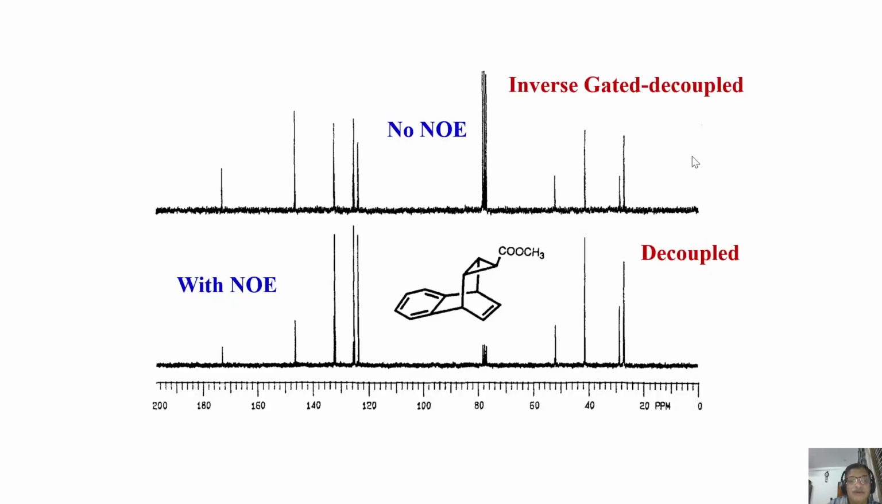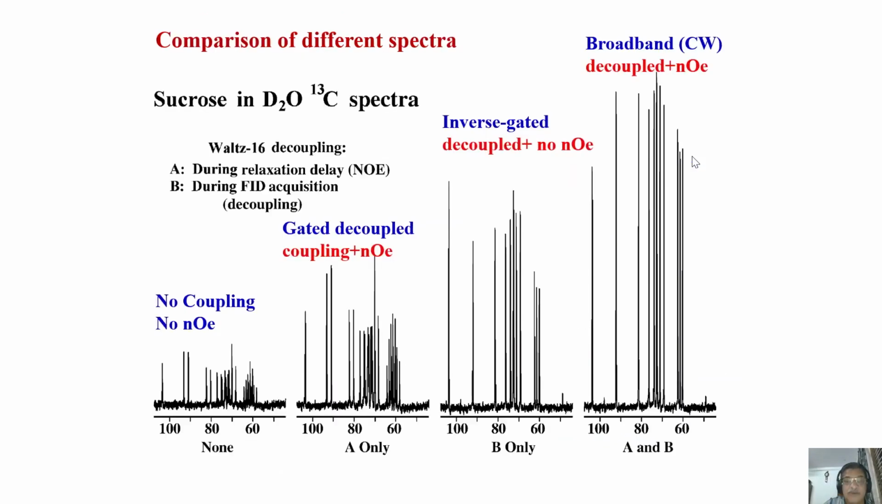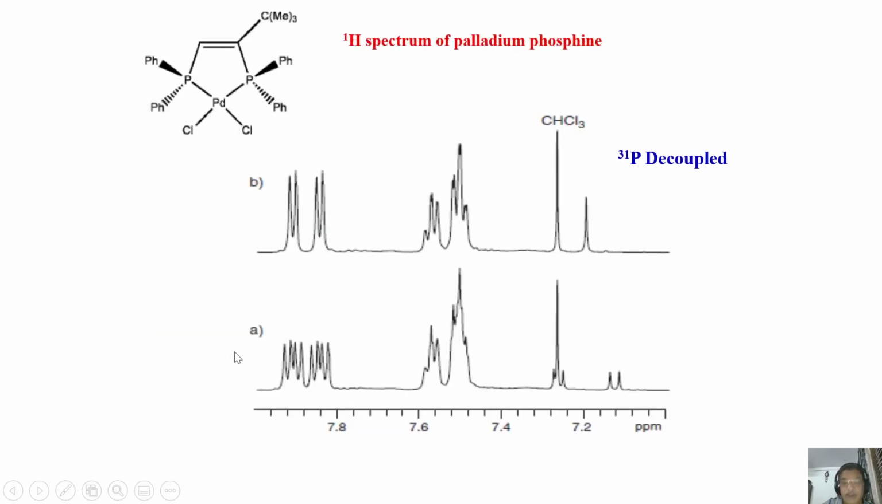And there are a number of ways of doing the decoupling, and I don't want to tell you all those things. But decoupling nowadays can be done with lots of pulse sequences. This I showed you: how decoupling helps when there is no decoupling, gated decoupling without NOE, with NOE, without NOE, and finally broadband decoupling with NOE. Finally, decoupling with NOE helps you get a very good signal to noise ratio compared to the one without decoupling and without NOE.